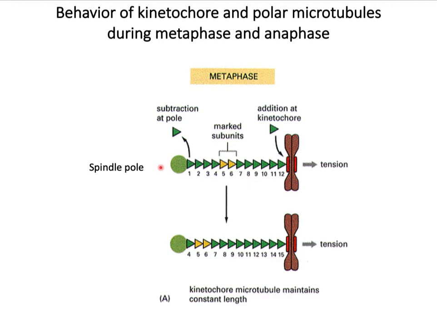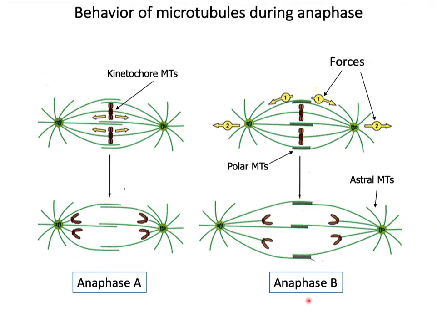And if you could mark these two subunits, for example, by a fluorescent dye, you could see that the subunits appear to move towards the spindle pole because treadmilling is going on. But during anaphase, all three populations of microtubules behave very differently. And the way they behave creates the forces necessary to pull the sister chromatids apart and to elongate this spindle apparatus. These forces can be classified into two groups known as Anaphase A and Anaphase B.